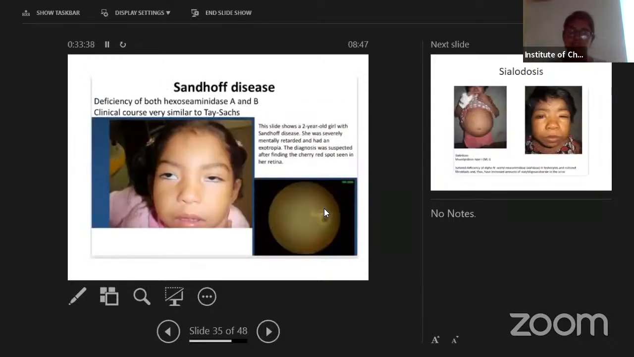Sandhoff disease has a similar clinical course to Tay-Sachs disease, such as neuronal weakness, myoclonic jerk, and regression of milestones. But Tay-Sachs disease is caused by deficiency of hexosaminidase A, while Sandhoff disease is caused by deficiency of both hexosaminidase A and B. This is a 2-year-old girl diagnosed with Sandhoff disease. She was severely mentally retarded and has esotropia in her eyes. Diagnosis was suspected after finding the cherry red spot in her retina.